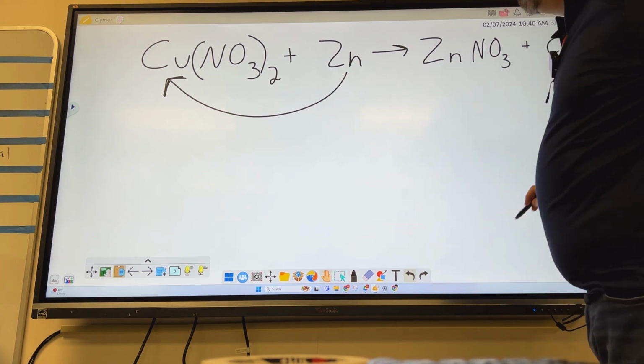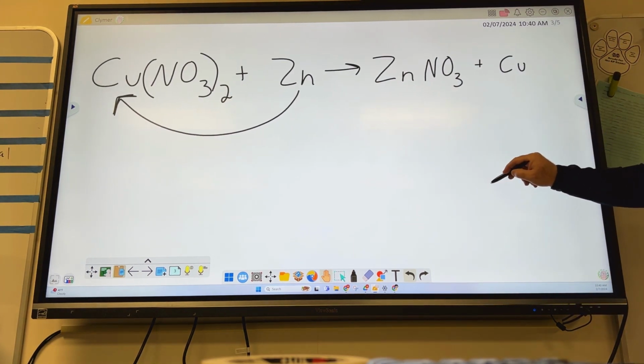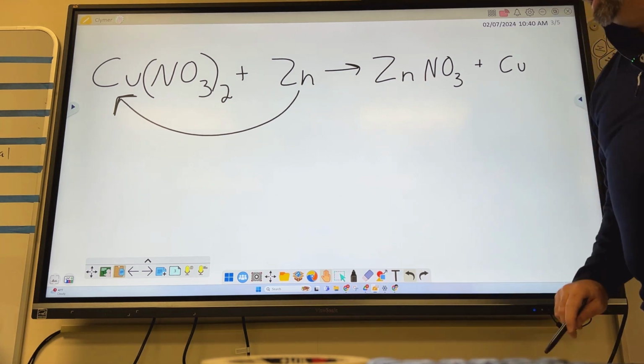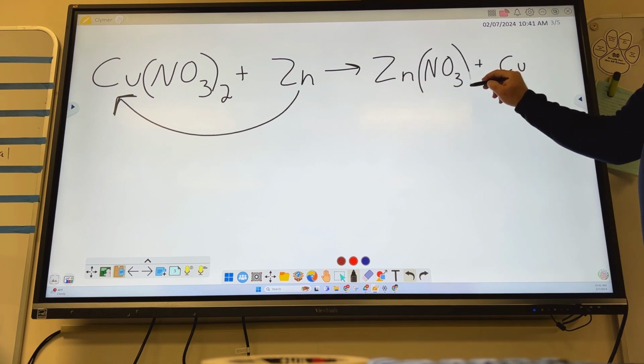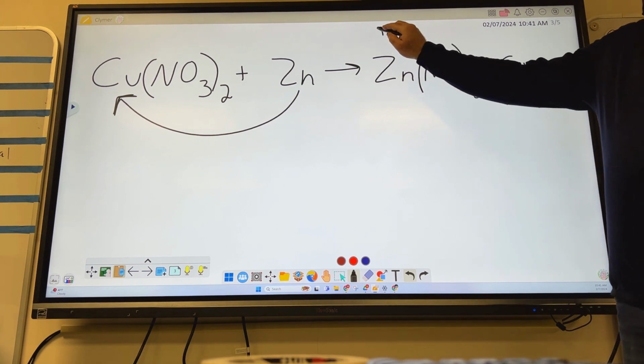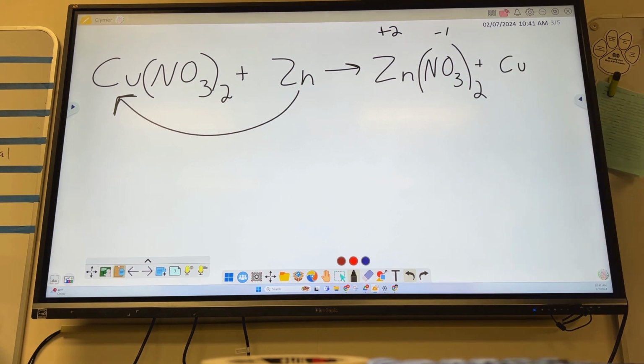Now, we've made something new, right? We've made zinc nitrate. So now that we've made something new, we need to use oxidation numbers to balance these new products. Just balancing the products. We don't balance the overall equation yet. We have to worry about what we've made first. So what do we have to do here? Because zinc is a +2, it's a -1, and away you go.